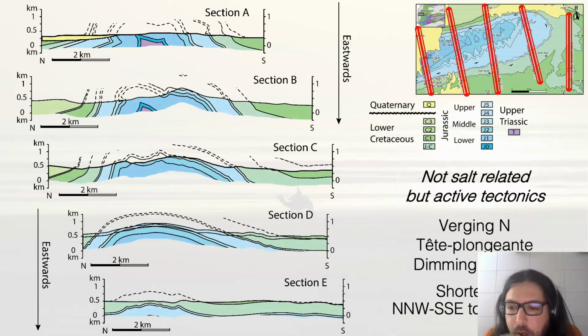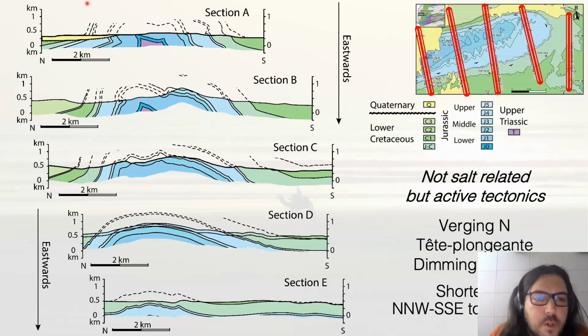I'm showing here the differences along the strike of the structure: the three profiles that we just saw and two other profiles that are located farther to the east. What I want to show is how the profiles to the west show tighter structures with a clear north vergence and deformation with diapirism near the hinge, which is prominent when you are close to the salt. But the northern limb is frequently overturned, displaying this plunging head shape north of the topographic high.